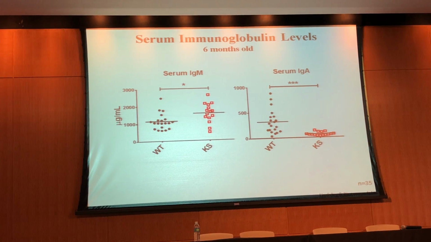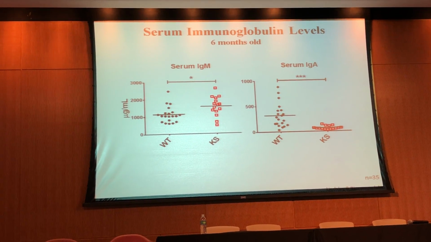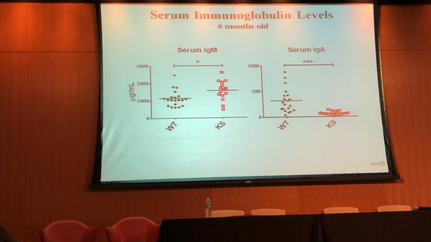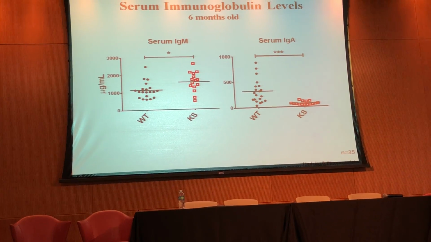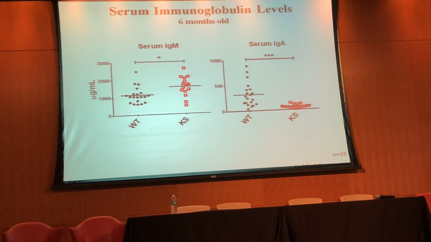In addition, the IgA level is quite low in the Kabuki mice, just like what we see in the humans. One slight difference was we saw an elevation of IgM in the mouse model, which we don't typically see in the humans.